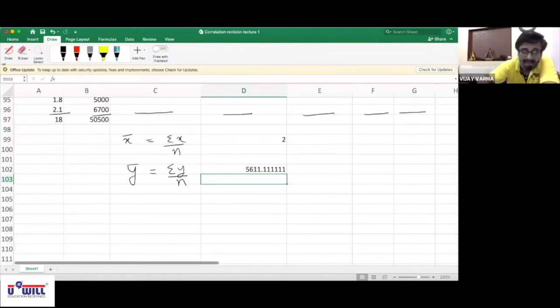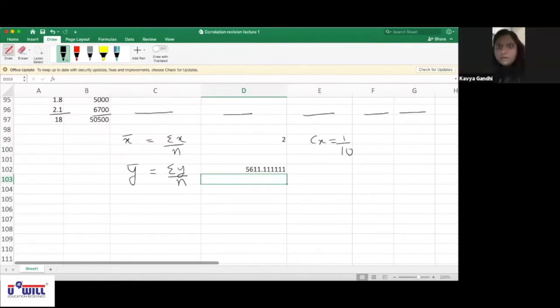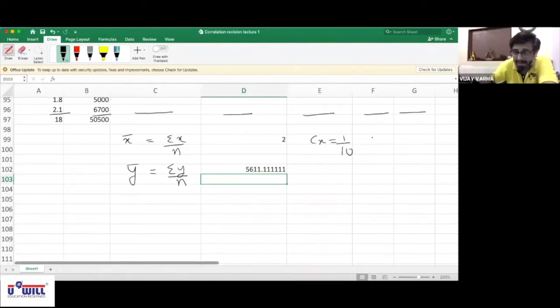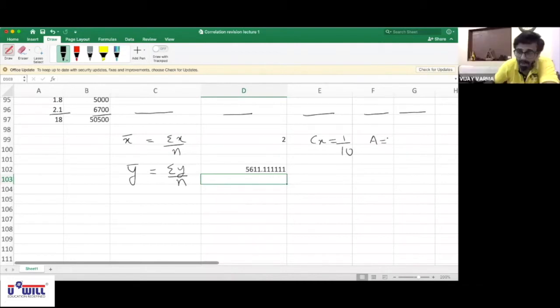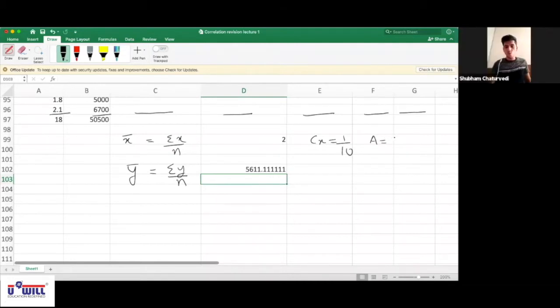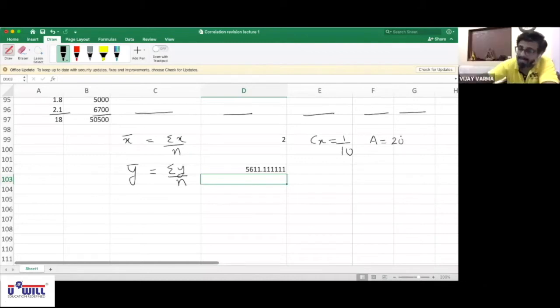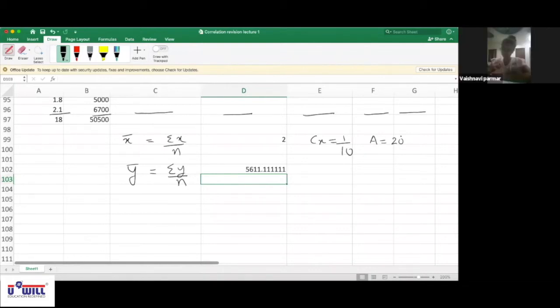Now assumed mean, what will we take? First of all, the common factor in x we discussed is 1 by 10, which means we are going to multiply with 10. Shubham Chaturvedi, what will you take as assumed mean A for U? No, we'll take 20. Shubham, what did I tell you in the last lecture? Multiple of CX. Here we are dividing, so it's 1 by 10. So you'll take 20.